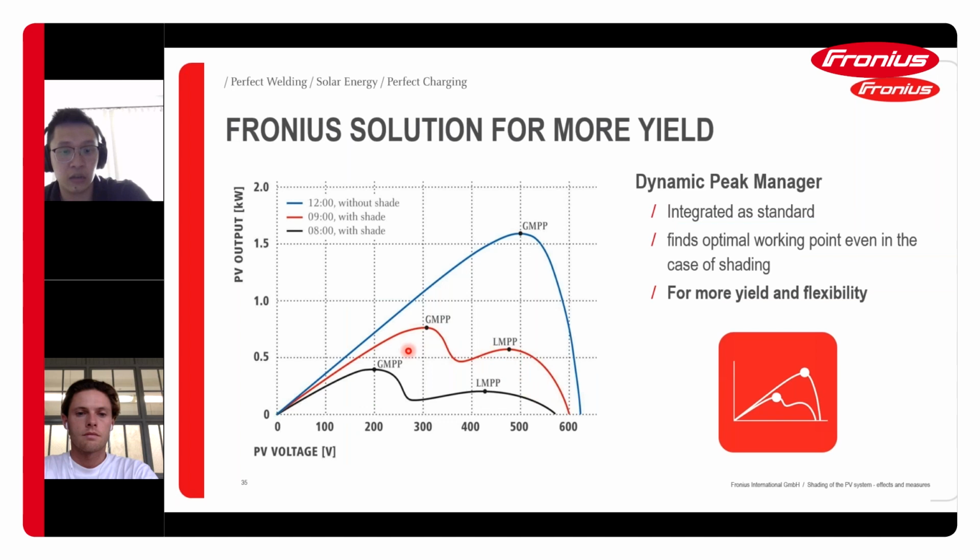Here you can see the example that we've been through. When you don't have shade, that's how it looks. This is your output power, right? And then from there, you scan the whole curve. And if you have shade, you can have those two power points, right?